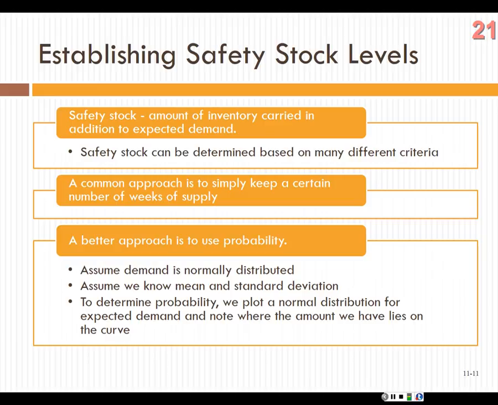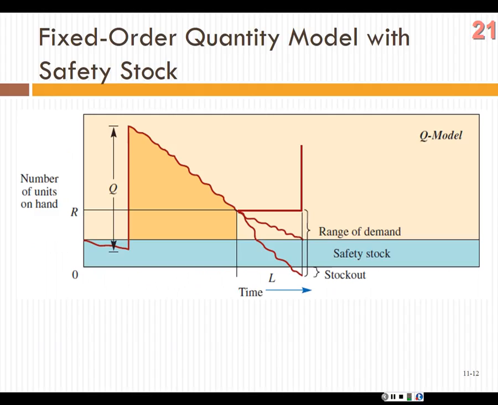Okay, so safety stock can be determined based on many different criteria. A common approach, sometimes people just keep a certain number of weeks of supply. Okay, a better approach is to use our probability, our normally distributed bell curve. So we assume that we know based on historical information our mean and our standard deviation. To determine the probability, we plot that and note where the amount we have lies on the curve. Okay, all right. So again, this is referencing that fact that I have this variation in my demand, okay?